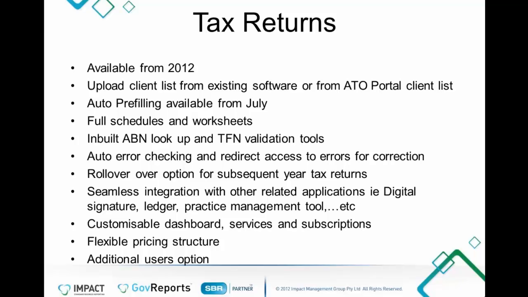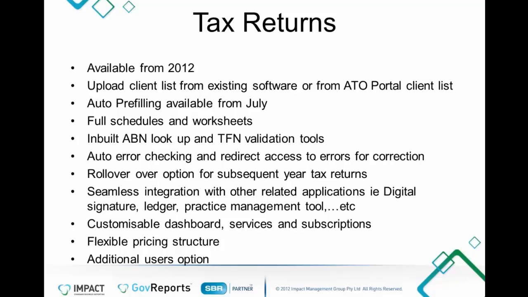Going forward from July this year, all the individual tax returns will come with auto pre-filling. Currently you still need to do the semi pre-filling, i.e. go to the ATO portal, download the pre-fill and upload it onto your tax return software. Going forward from July, in GovReport, that's no longer the case. It's automatically available directly from the tax return itself.